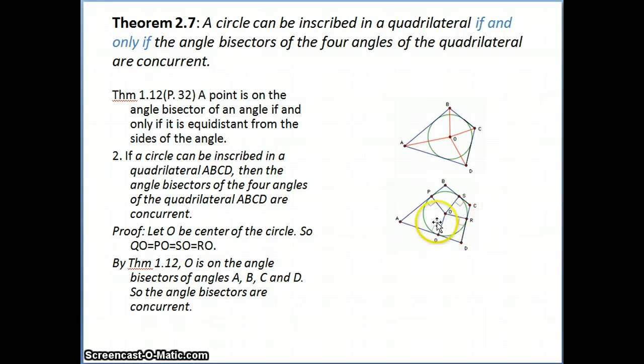Similarly, we can prove the others. Because QO is congruent to RO, O is on the angle bisector of D, and again O is on the angle bisector of C, and O is on the angle bisector of angle B. So that means all 4 angle bisectors are concurrent. Theorem 2.5, the last homework assignment, is similar to this proof.